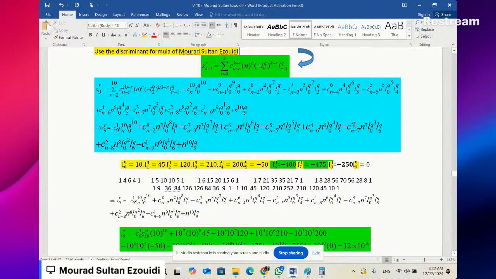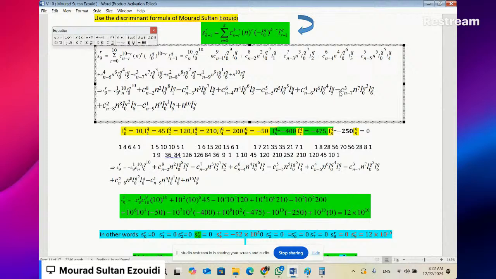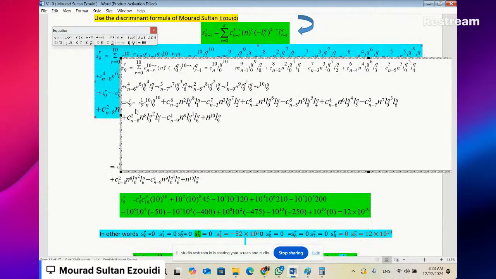combination n minus 7 choose 3, n raised to the power 7 times L0 for the 2 raised to the power 3 times L6 for the 2, plus combination n minus 8 choose 2 times n raised to the power 8 times L0 for the 2 raised to the power 2 times L6 for the 2, minus combination n minus 9 choose 1 n raised to the power 9 L0 for the 2 raised to the power 1 times L6. Put L6 here. So this is 5, this is 6, this is 7, this is 8, and the last one is minus.